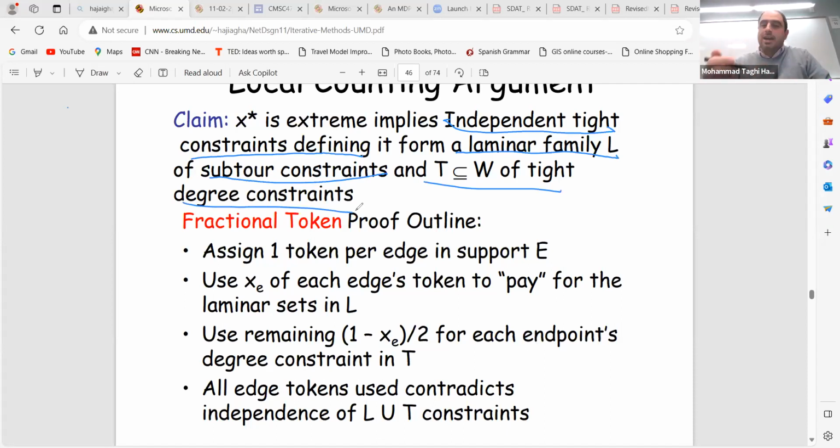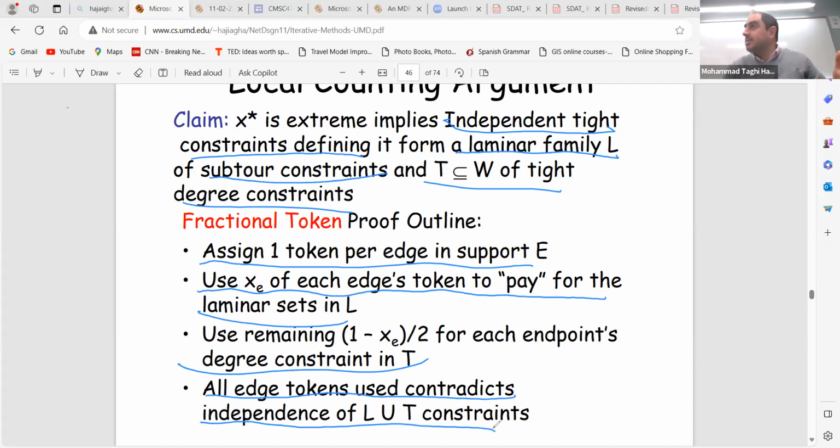And the idea is that at any time I can just remove some x equal to 0, or I can find some vertex whose degree bound I can relax. When the degree bounds are all gone, I am done, because then I just find the spanning tree. The similar idea: assign 1 token per each edge. I will use xe of each edge token to pay for its laminar family. Now, use the remaining 1 minus xe over 2 for each endpoint's degree constraint. Again, the same argument, and then all edge tokens are used for the independent L intersection T constraints, because I have 2 types of tight constraints. And there are some left over and I am done essentially.